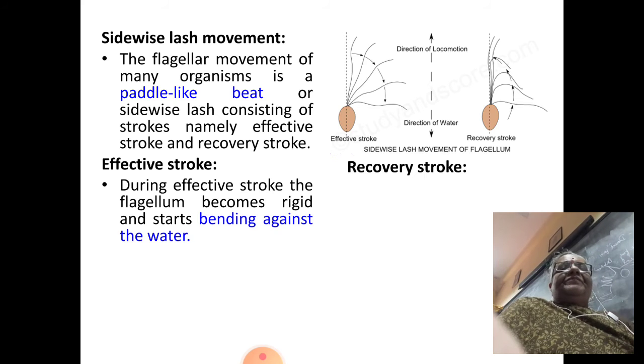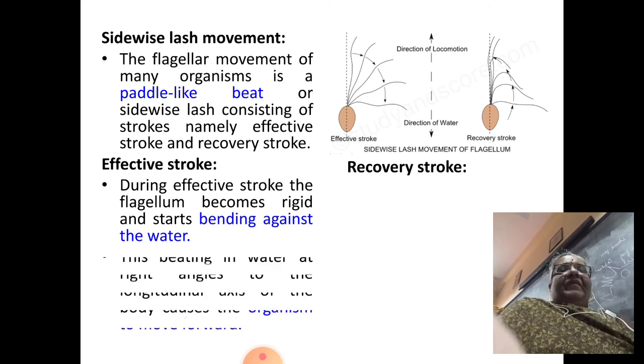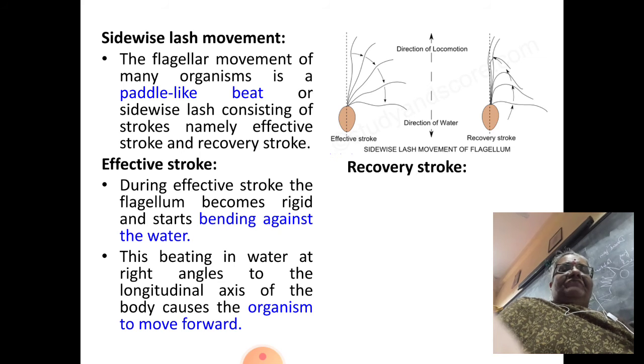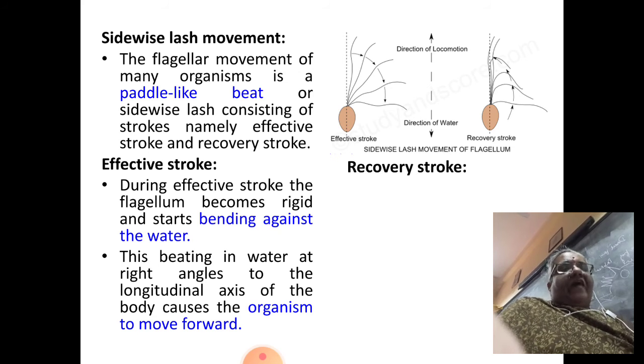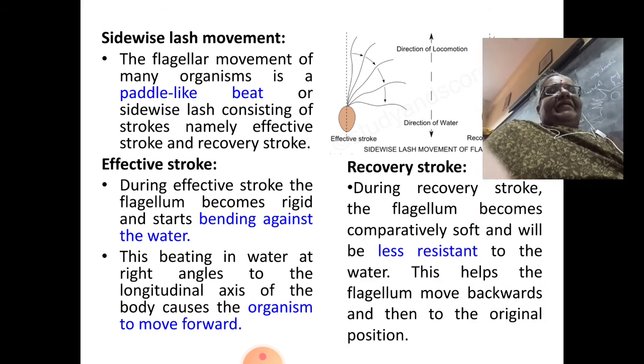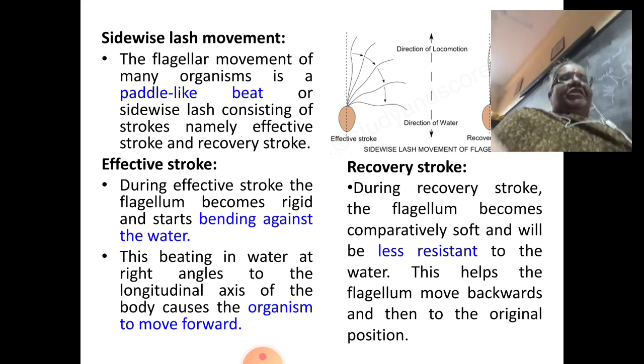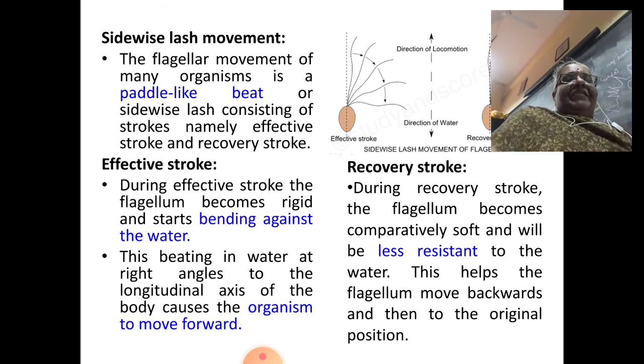During effective stroke, the flagellum becomes rigid and starts bending against water. This beating in water at right angles to the longitudinal axis of the body causes the organism to move forward. On the other hand, during recovery stroke, the flagellum becomes comparatively soft.